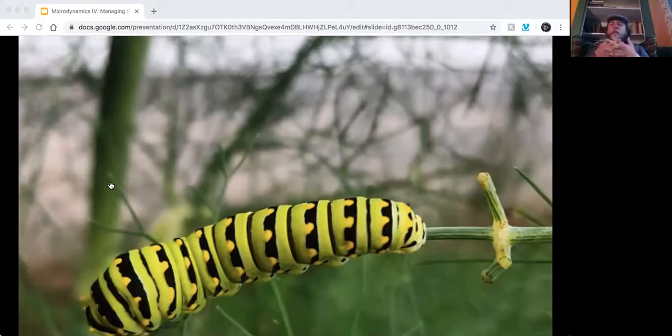And when we start to see that every pest requires a certain set of conditions, rather than attacking the pest directly, we can start to address the conditions that are favorable for fostering it.